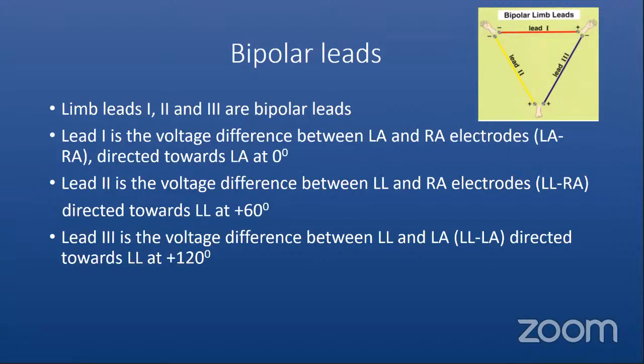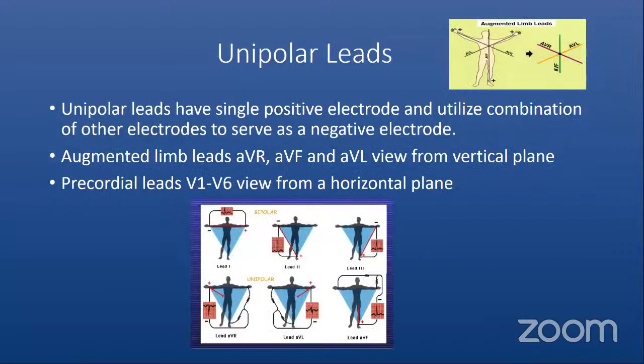The unipolar leads have a single positive electrode and utilize a combination of other electrodes as the negative electrode, as you see here. The augmented limb leads, AVR, AVF, and AVL, view from the vertical plane, and the precordial leads, V1 to V6, view from the horizontal plane.